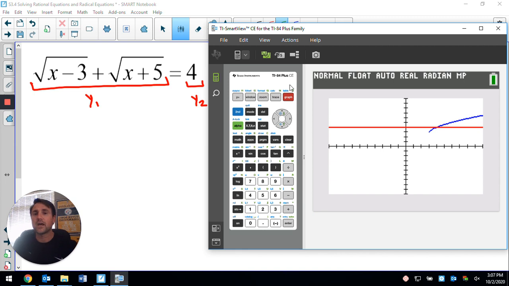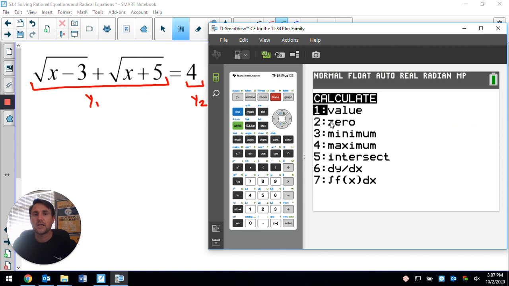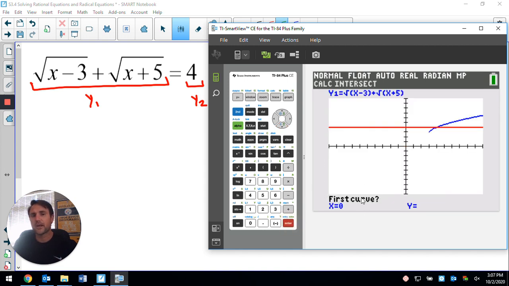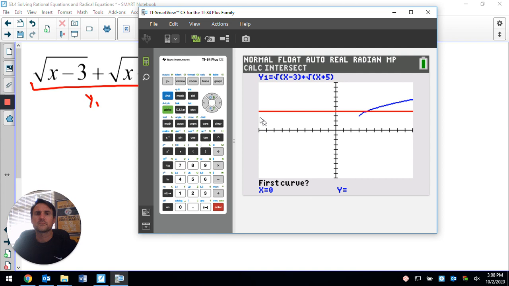All right, and we can do that using our calculate menu. So second and trace, and check out option number 5, the intersection of two curves. All right, the questions are a little different. Check out the bottom here. It says the first curve, and it has y1 written at the top of my screen. So I'm just going to hit enter. I got a little lag on my calculator here. Enter. Okay, there we go. First curve. Enter.